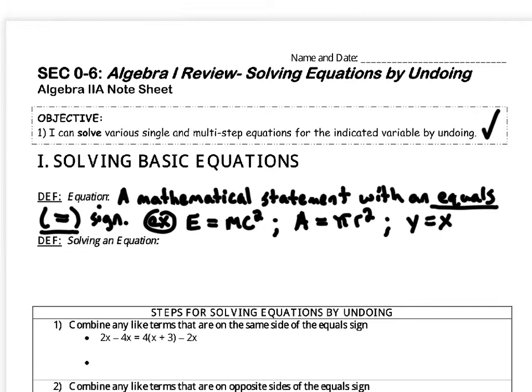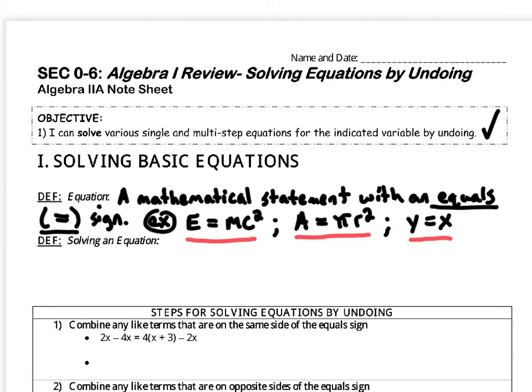So I've provided 3 examples of equations. The first one is from science. You may be familiar with this one. E equals mc squared, arguably the most famous equation of all. We have a geometry equation. The area of a circle is area equals pi r squared. And then I just threw in another equation, y equals x. So take a look at those, and if you have questions, please ask tomorrow in class.